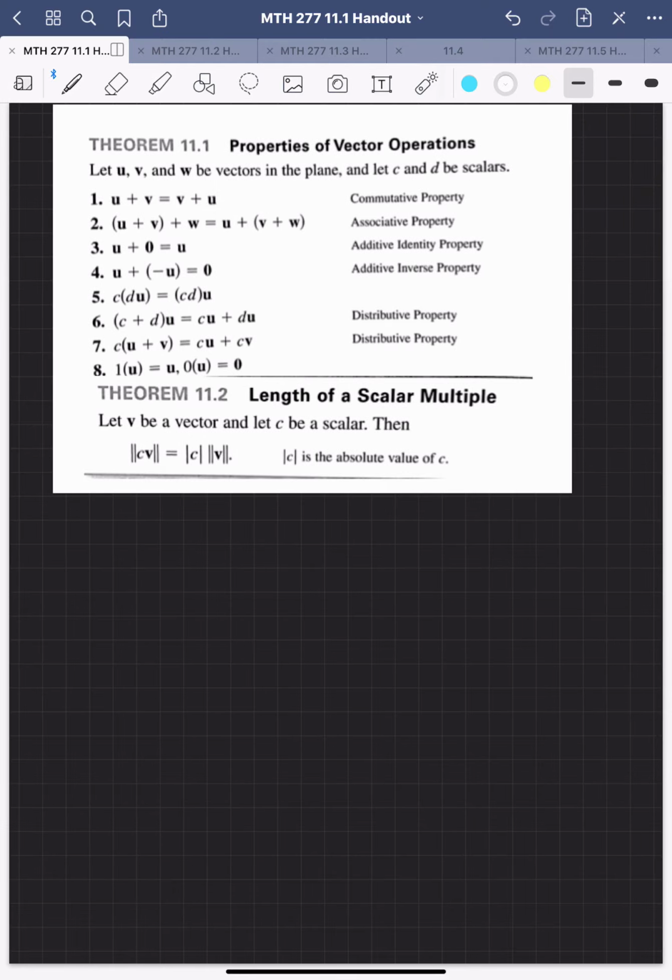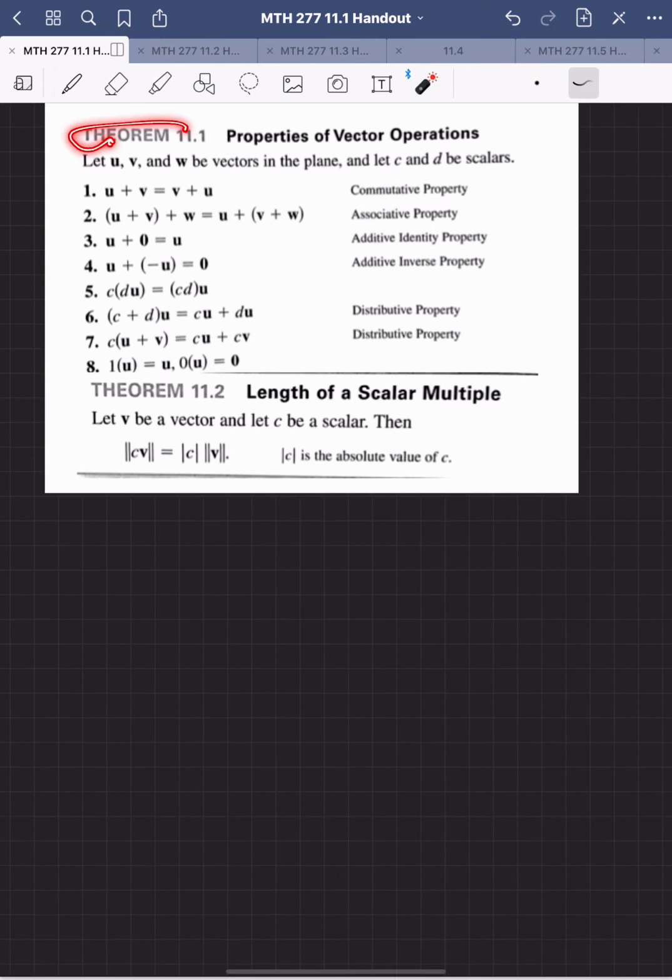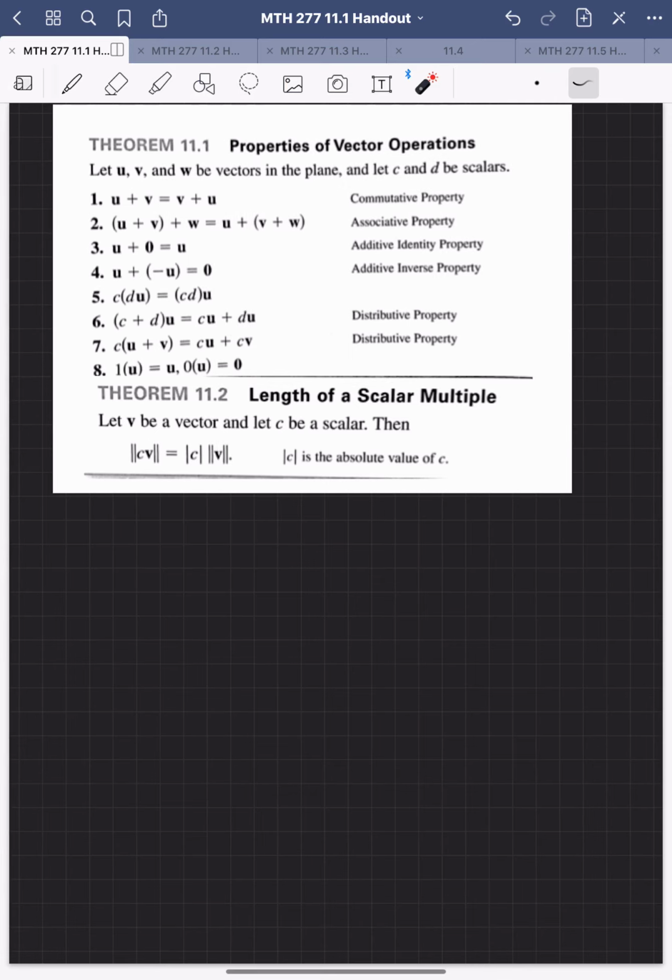All right, let's keep going here. The following theorem, 11.1. We've already discussed some operations of vectors. So how do I add vectors? How do I subtract them? How do I scale them? Notice that we have not discussed how to multiply vectors yet, so we will get to that soon.